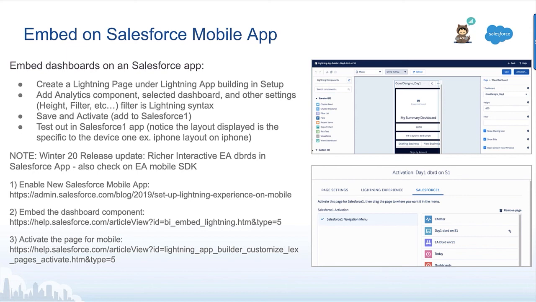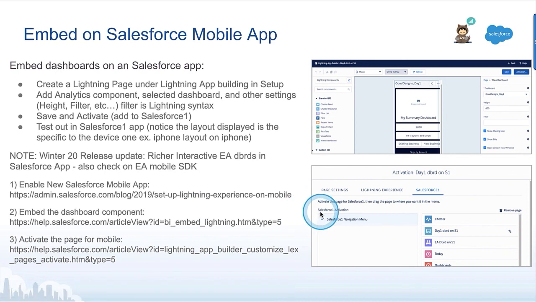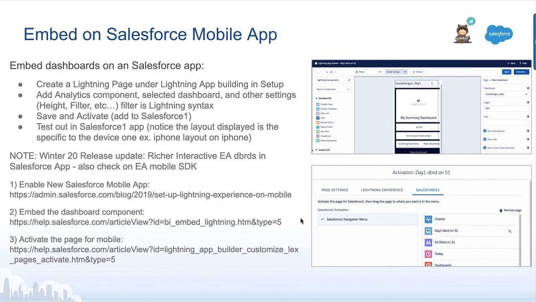You could also embed it as a separate tab in this app, so that is something you can do, but in that case it will not be at the record page. So again, I just showed you how to do it. You can go and dig a little bit deeper into this information, how to embed the dashboard component and activate the page for mobile if needed. But with that, we pretty much covered the embedding.